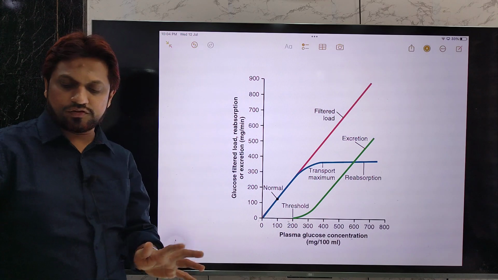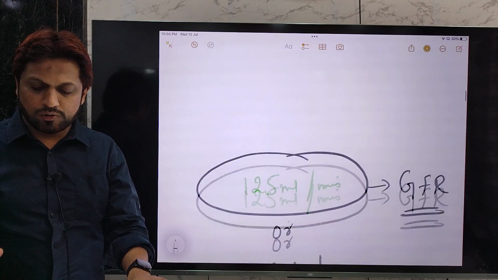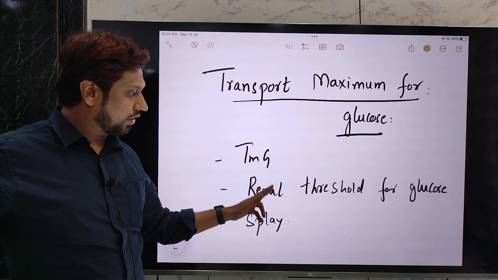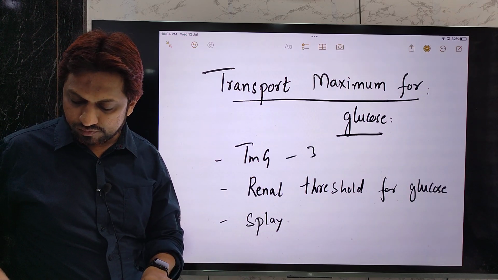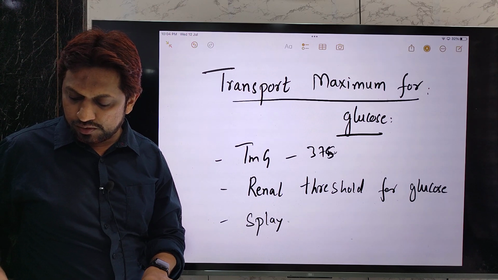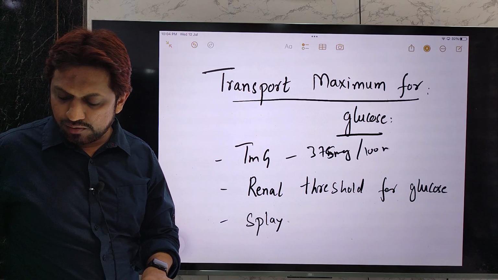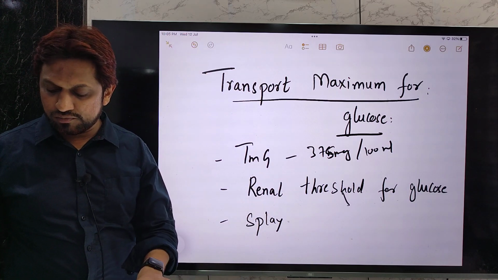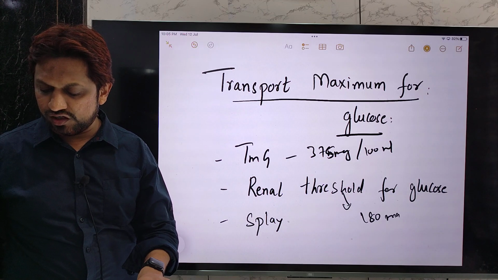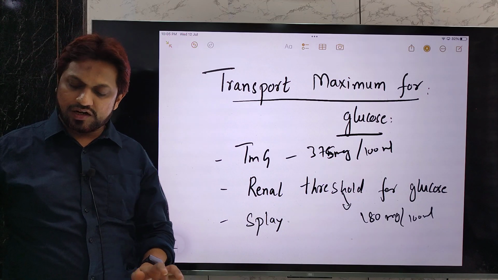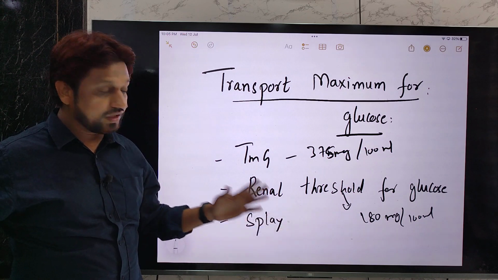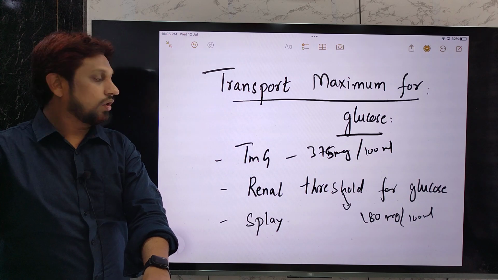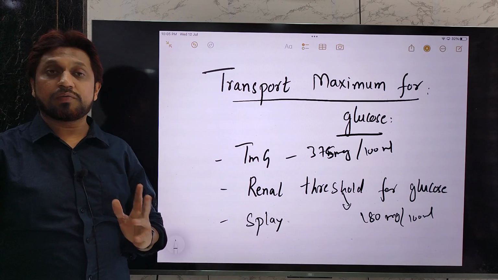So hope you understand today's topic. What we have discussed today is the transport maximum of glucose, which is around 375 milligram per 100 ml in males, and in females it is around 300 or 350 milligram. Renal threshold in the venous blood is around 180 milligram per deciliter, or 100 ml, and from the arterial plasma it is 200 milligram per deciliter. Renal splay is the deviation between this renal threshold and the transport maximum of glucose. Hope the concept is clear.